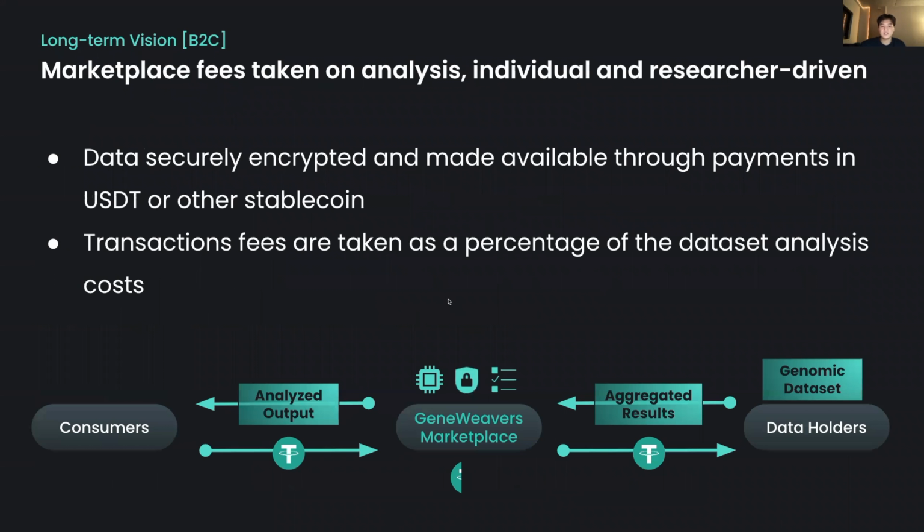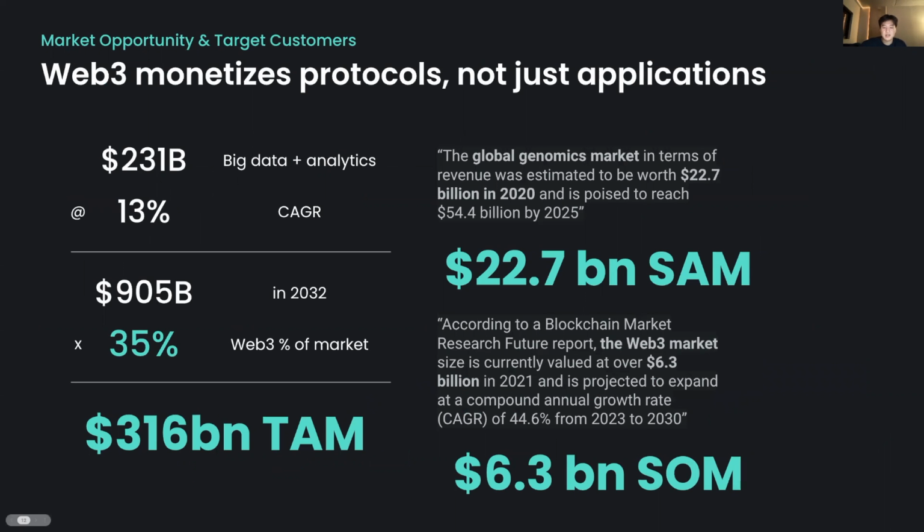The long-term vision of our business is to implement a marketplace to handle the secure exchange of genomics analysis on tokens. As with the market opportunity, the Web3 data market is an enormous untapped utopia of opportunity. By 2032, we're looking at a total addressable market of $316 billion, a serviceable addressable market of $22.7 billion, and a serviceable obtainable market at $6.3 billion.